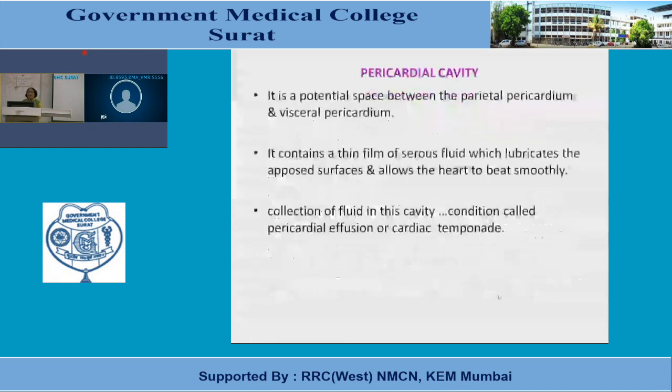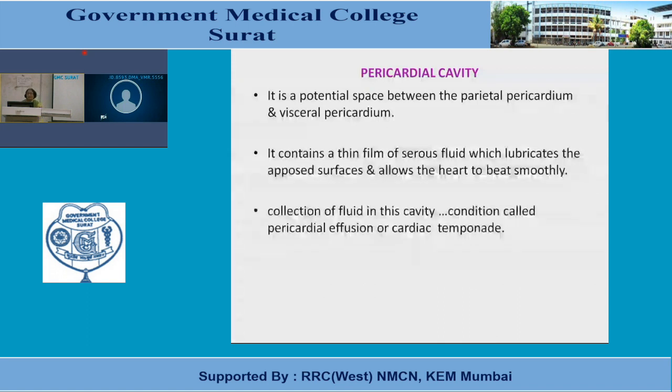Now what is the pericardial cavity? As we have discussed and shown in the previous diagram, the pericardial cavity is a potential space between the parietal pericardium, the outer layer of the serous pericardium, and the inner layer of the serous pericardium, which is the visceral layer. It contains a thin film of serous fluid which lubricates the opposed surfaces and allows the heart to beat smoothly.